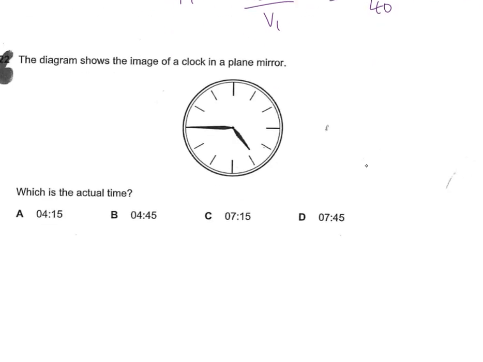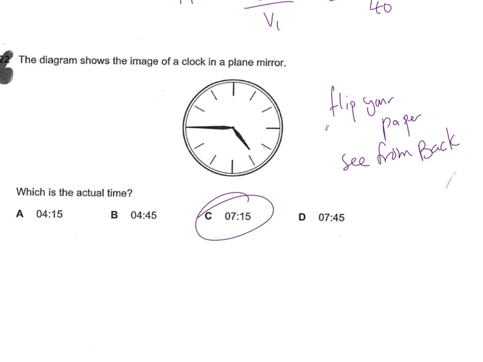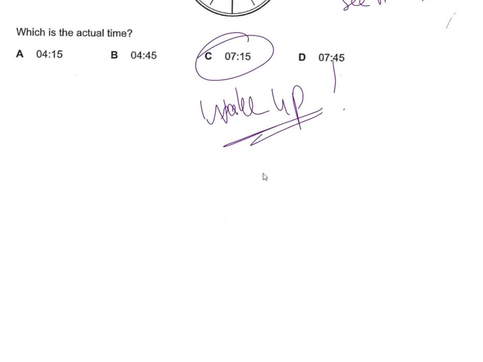Now, this one is a straightforward question. So what can you do? You can actually flip your paper and see from the back. Okay, all right, if you got this wrong, you need to wake up. Okay, and then we are done.